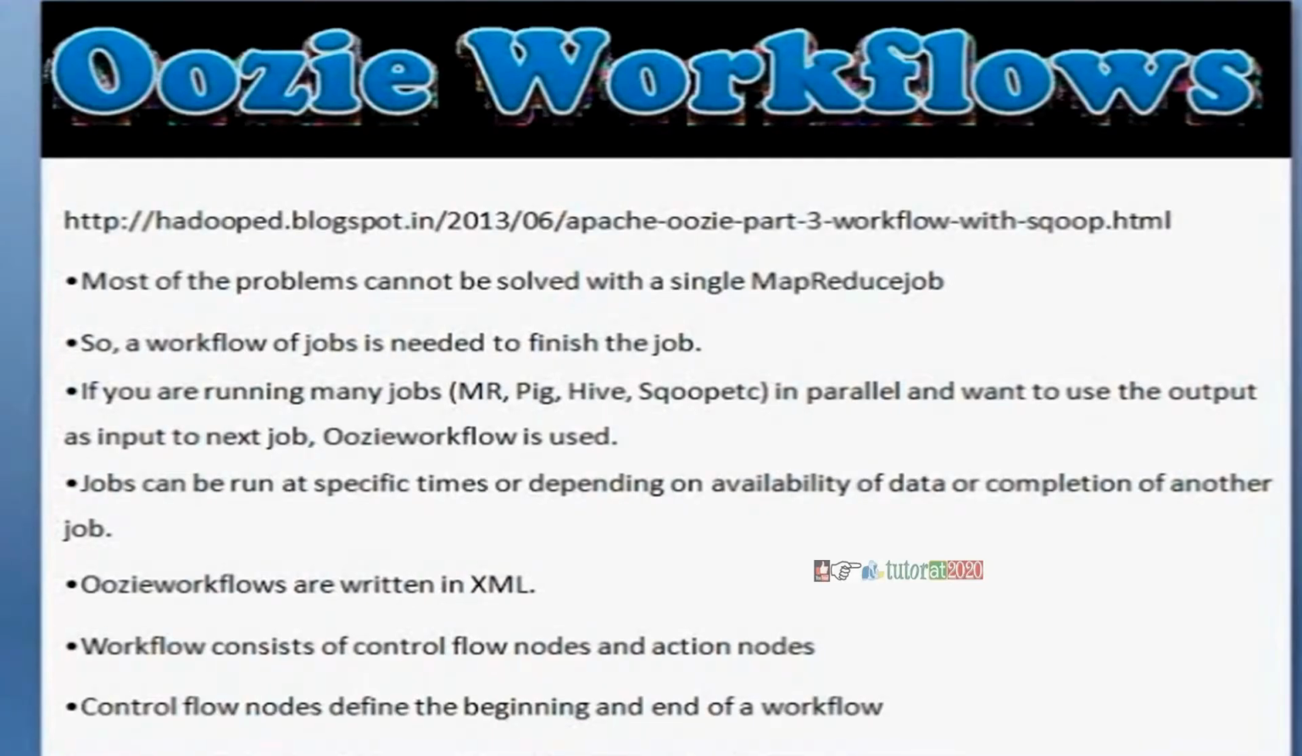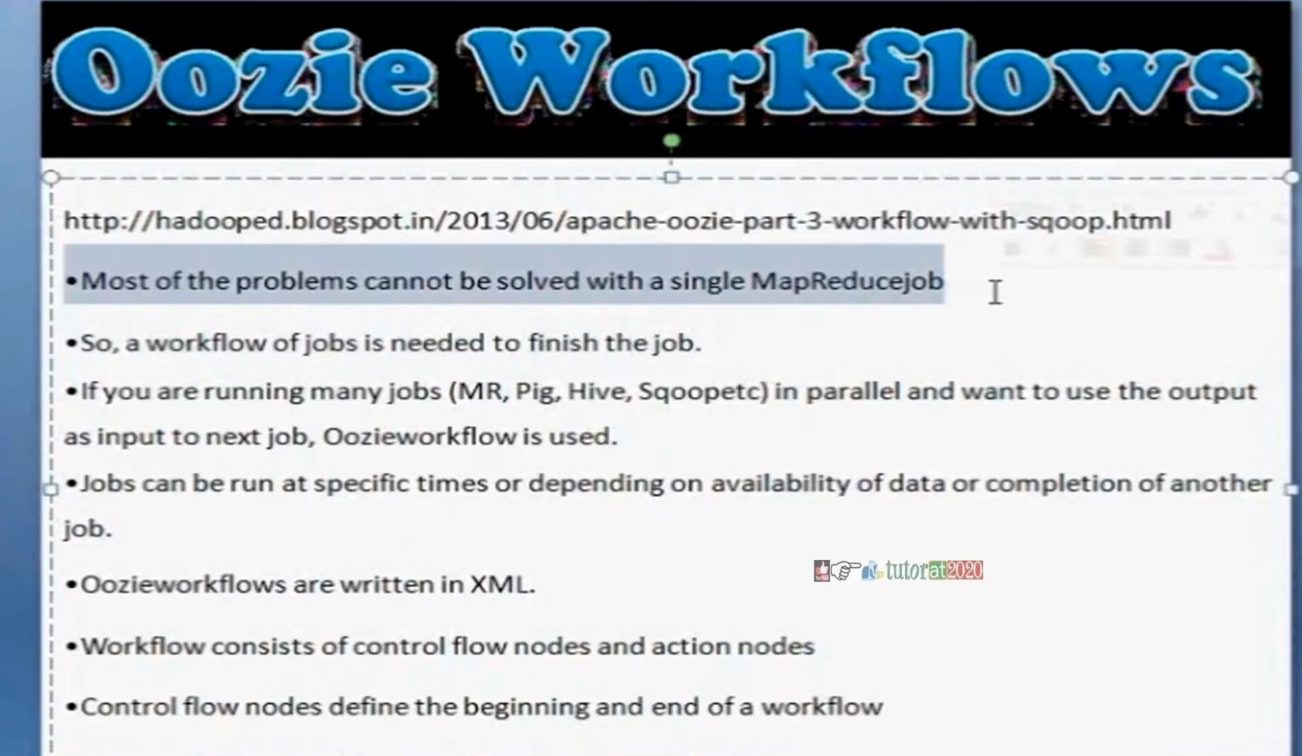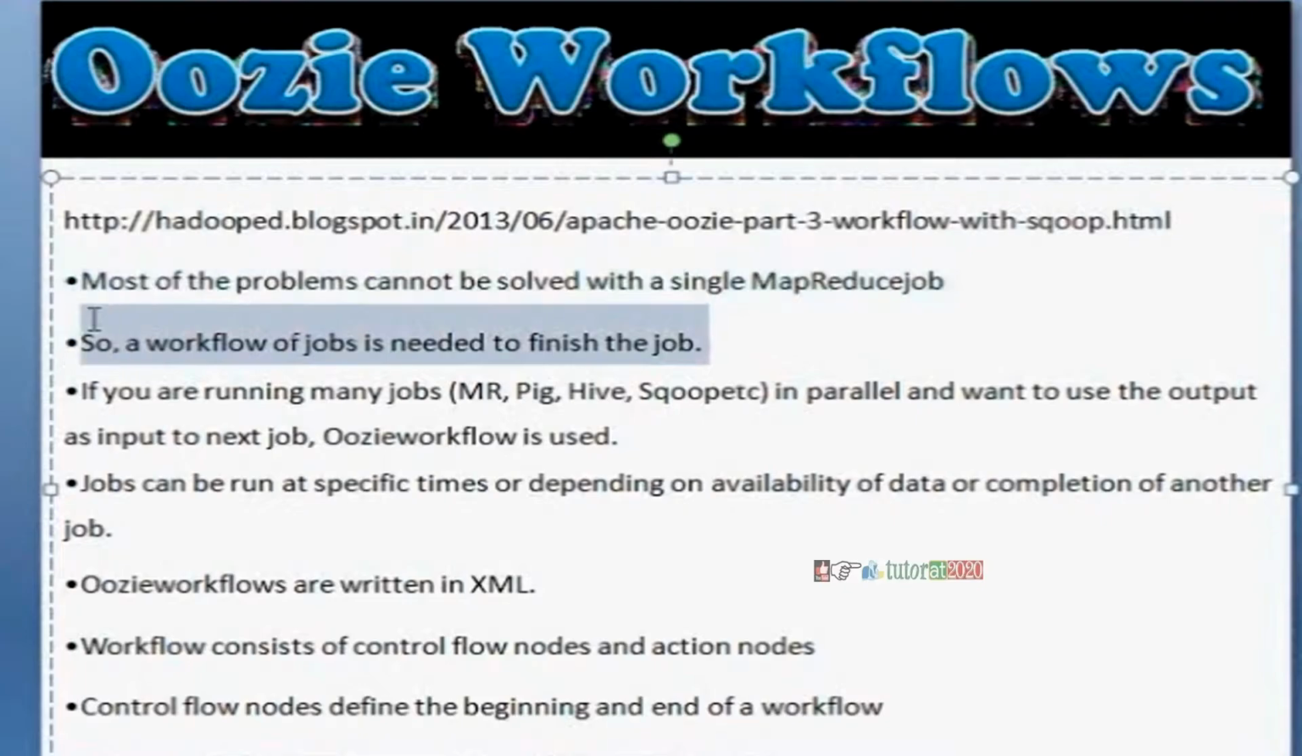Okay, what is Oozie? Why are we using Oozie? Most of the problems cannot be solved with a single MapReduce job. We require more than one MapReduce job to find the solution to a particular problem. So a workflow is needed to finish all those jobs.